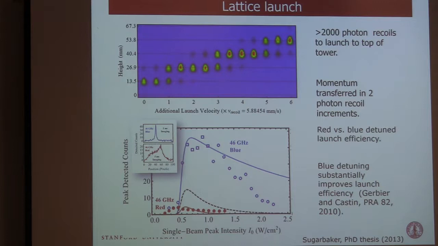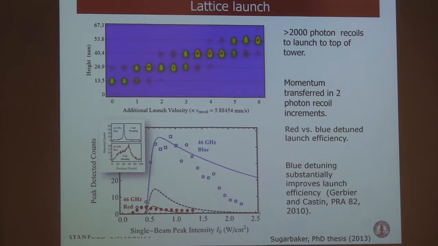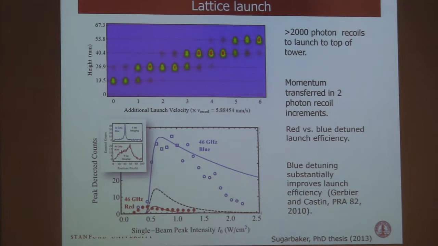And so when you say I want to launch them at 13 meters a second, you mean 13 meters a second, but then in one of these graph pieces, that is an integer number of photon recoils with respect to zero, where they start. The atoms are cooled to temperatures way below photon recoil, as I'll explain in a minute. So you really directly resolve this quantization of momentum transfer.